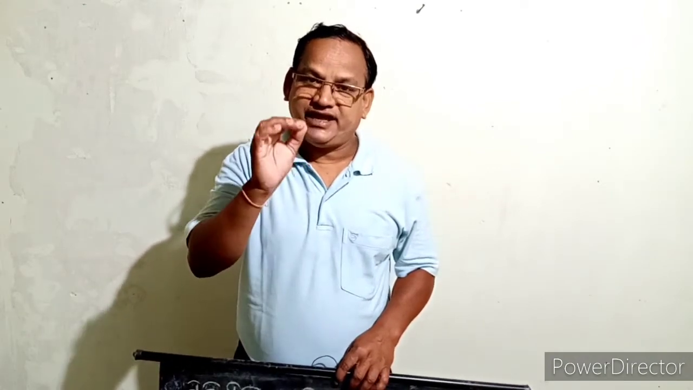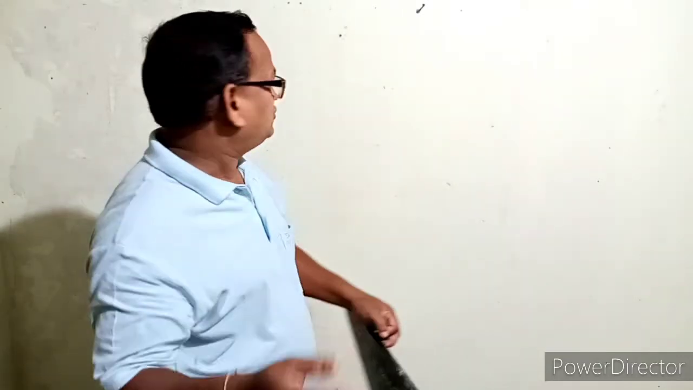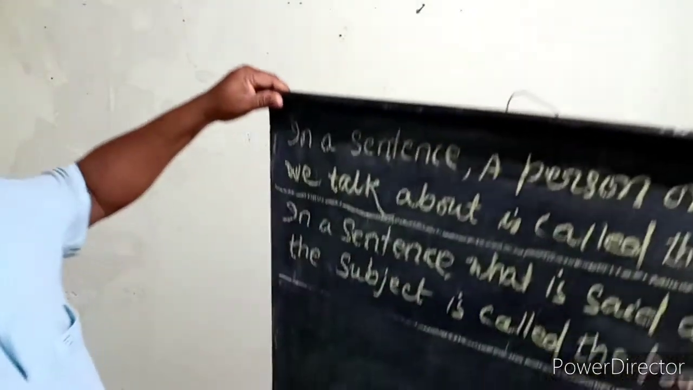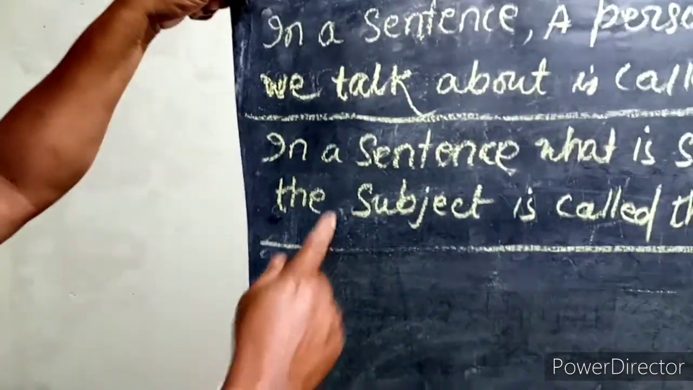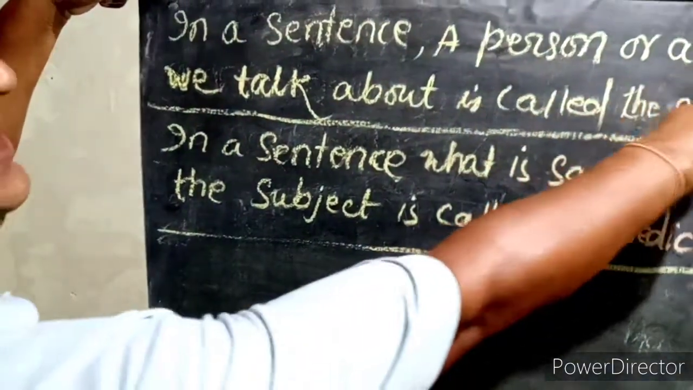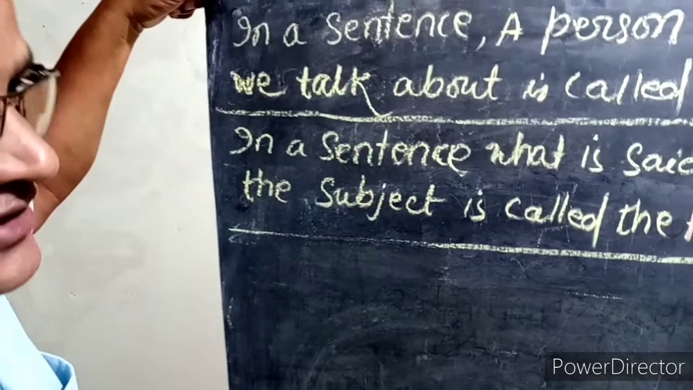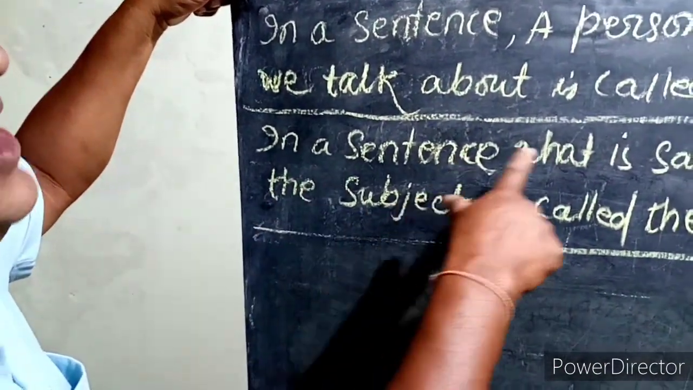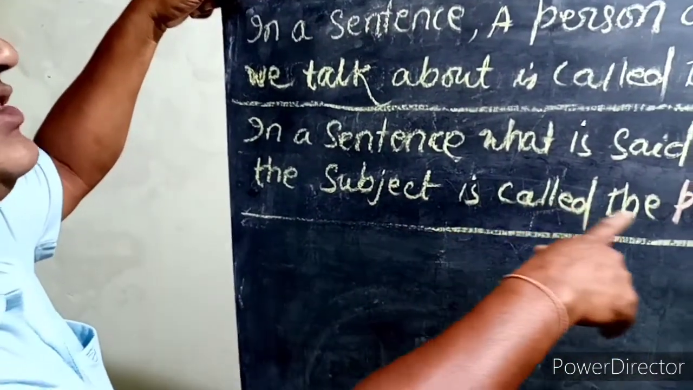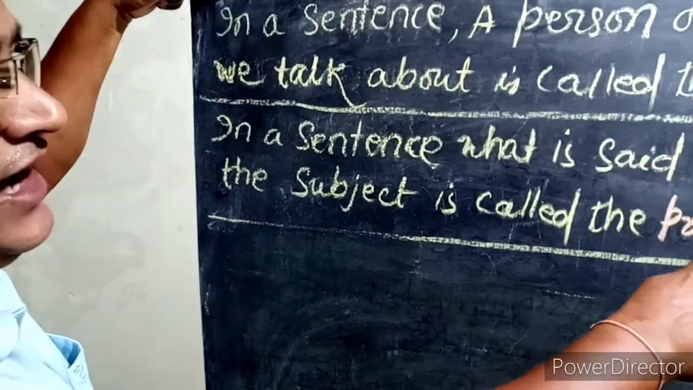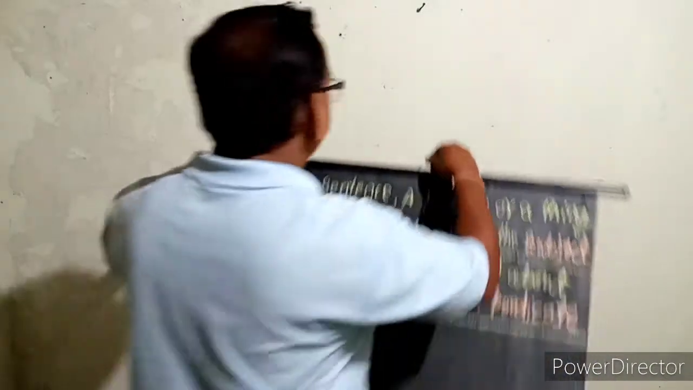Any type of sentence is divided into two main parts. One is subject and second is predicate. What is subject in a sentence? A person or a thing we talk about is called the subject. Look at the blackboard. In a sentence, a person or a thing we talk about is called the subject. Just like in a sentence, what is said about the subject is called the predicate. The subject and predicate are the two main parts of a sentence.